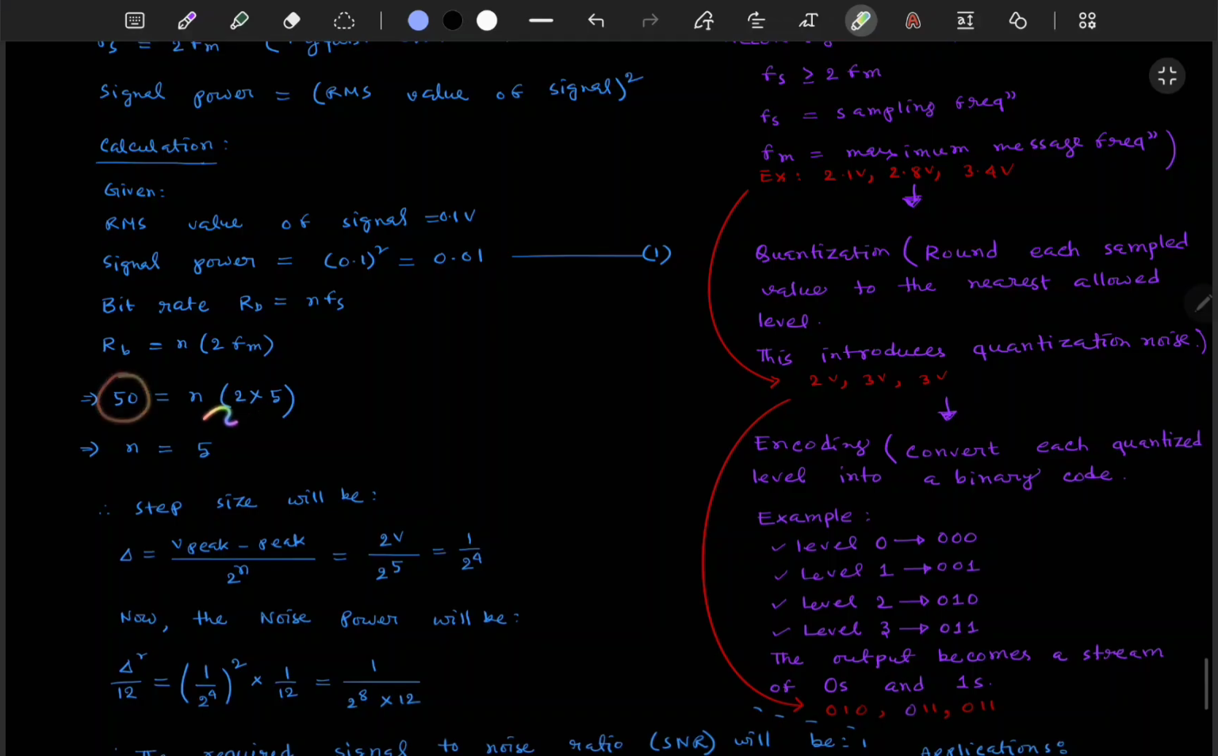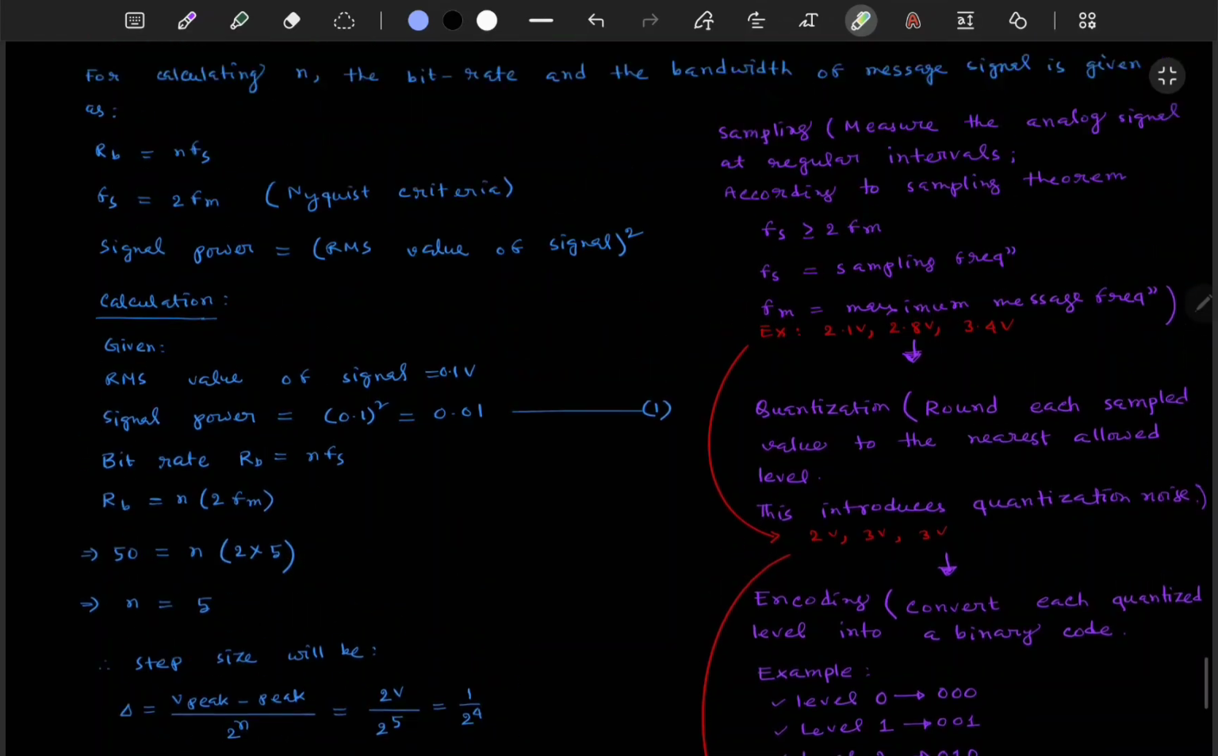RB is 50, then n into 2 into 5; fm is also mentioned in the question.